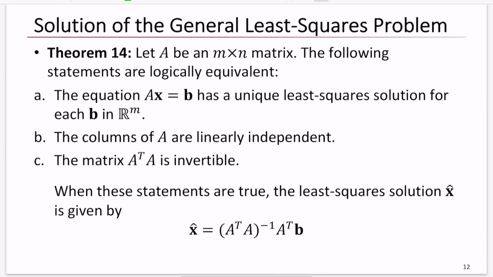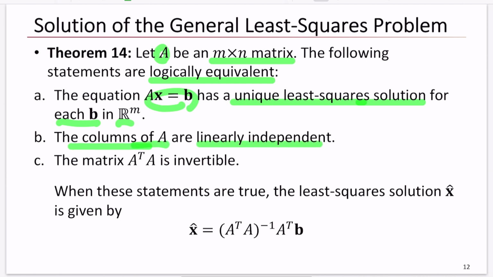From now on we'll talk about one more theorem. Let A be a matrix whose size is m by n. The following statements are logically equivalent, I mean they are all true or all false. First, the equation Ax equals b has a unique least square solution for each b in R^m, I mean the uniqueness of the least square solution. Second, the columns of matrix A are linearly independent. Third, matrix ATA is invertible. Then the least square solution is unique.